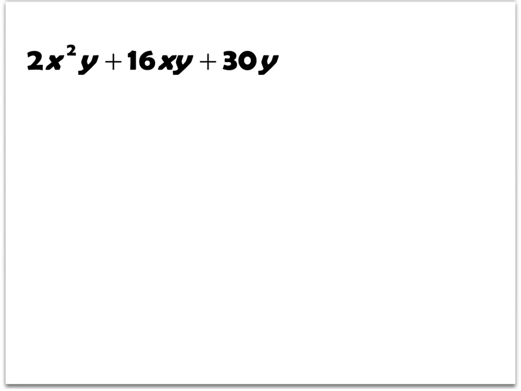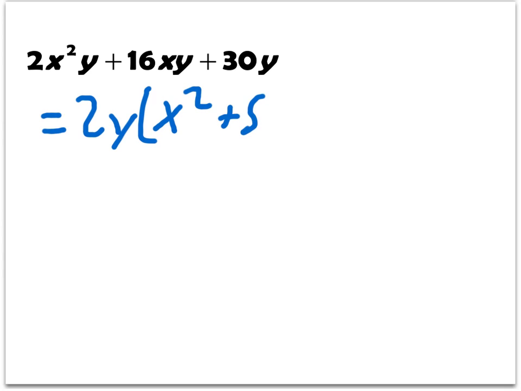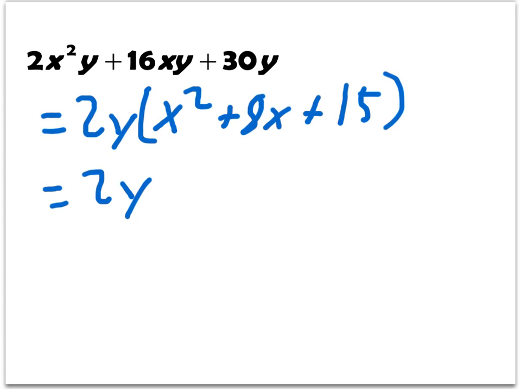Now here's an example where we can combine a couple of different ideas. So I look at this and I say, first of all, well, all these terms have a factor of 2y. So let's factor a 2y out. And so what's left? X squared plus 8x plus 15. Okay. Well, now I see what's inside the parentheses is just a nice quadratic expression with a leading coefficient of 1. So let's try to factor that some more.